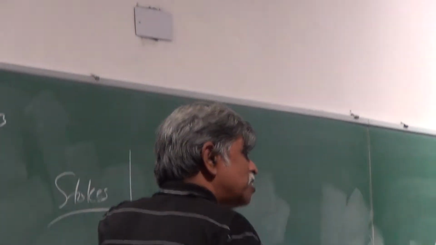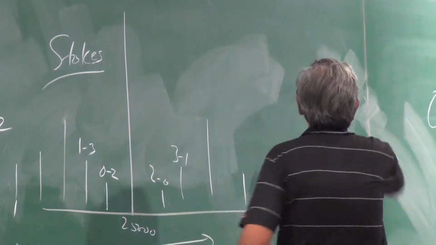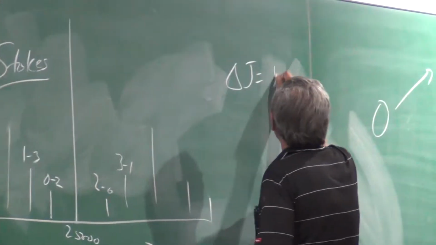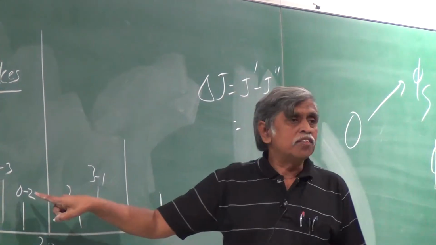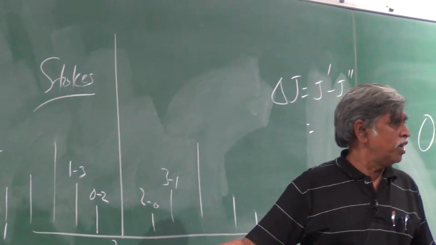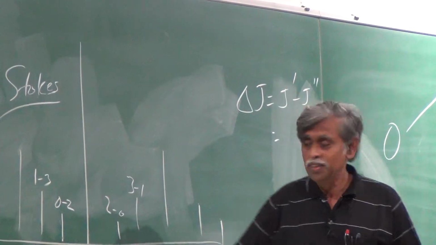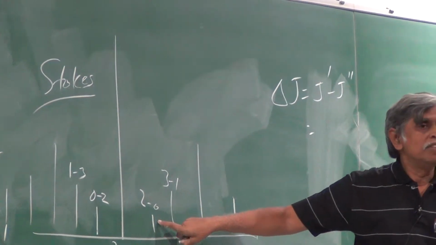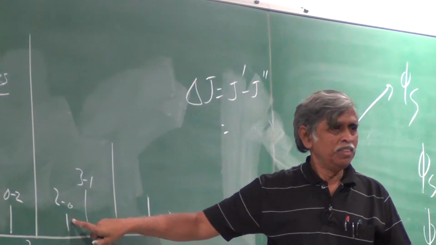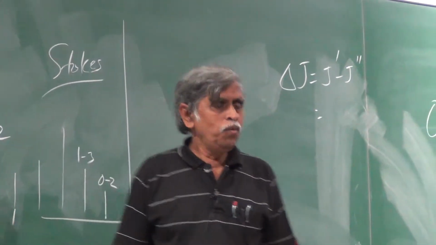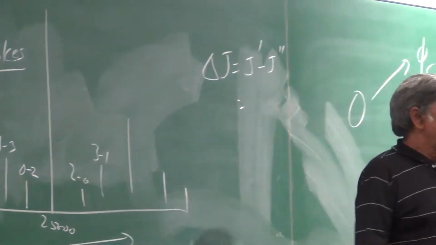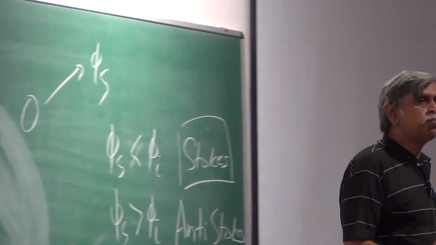What is delta J in this case? Delta J in this case, 2 minus 0. The upper state is 2, the lower state is 0. Delta J is plus 2. What is the upper state in this case? 2. The upper state is still 2. The lower state is 0. And therefore, in this case, the delta J is still plus 2.